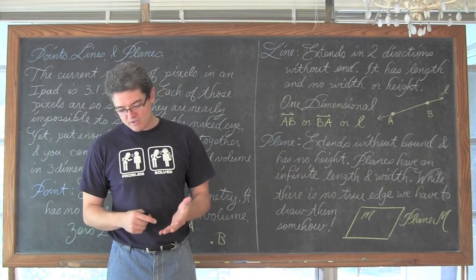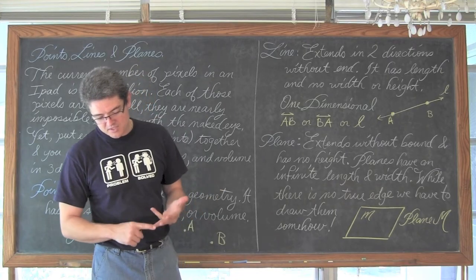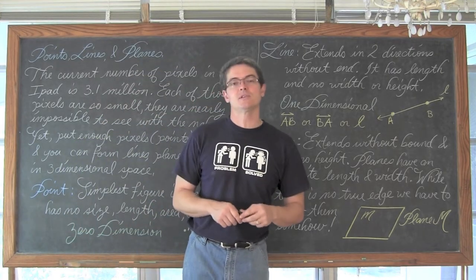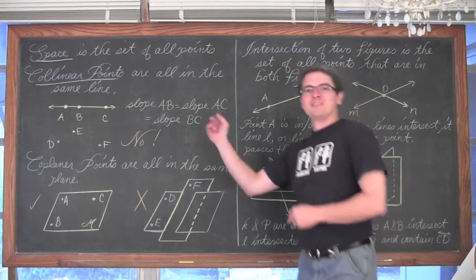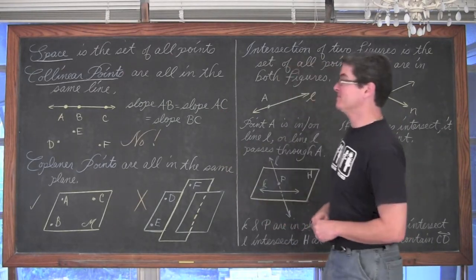Let's get to the next screen. We're going to define collinear points, coplanar points, intersections, and so on. So let's get to the next page of our notes. Let's get those definitions started.